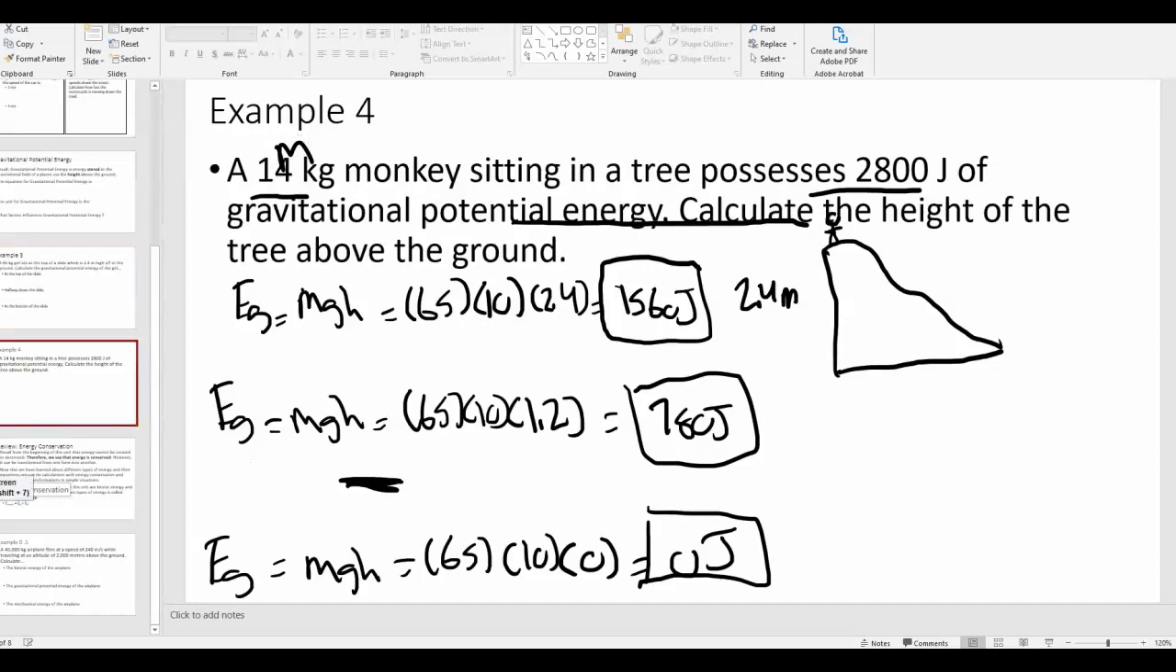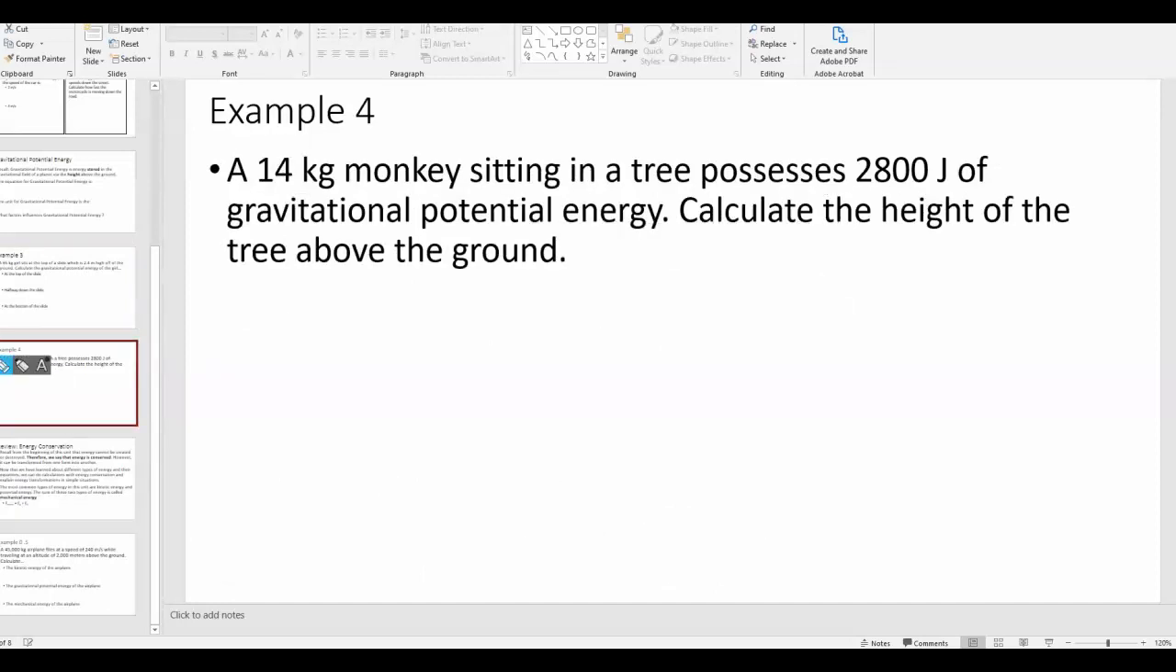Okay, example 4. We have a 14 kilogram monkey sitting in a tree that has 2,800 joules of gravitational potential energy. We're asked to calculate the height of the tree above the ground. Okay, so I want you to try to do example 4 on your own. Okay, so here's the equation. Try to do example 4 on your own.